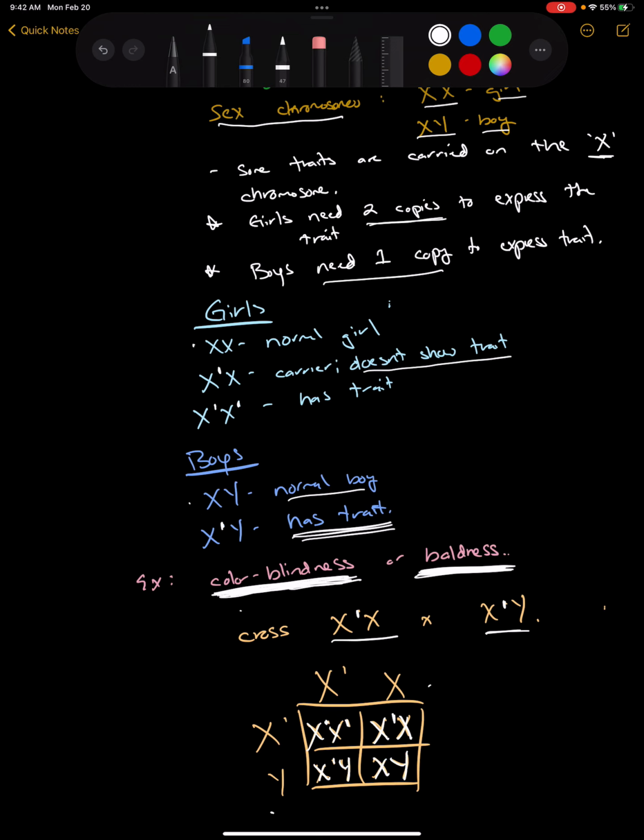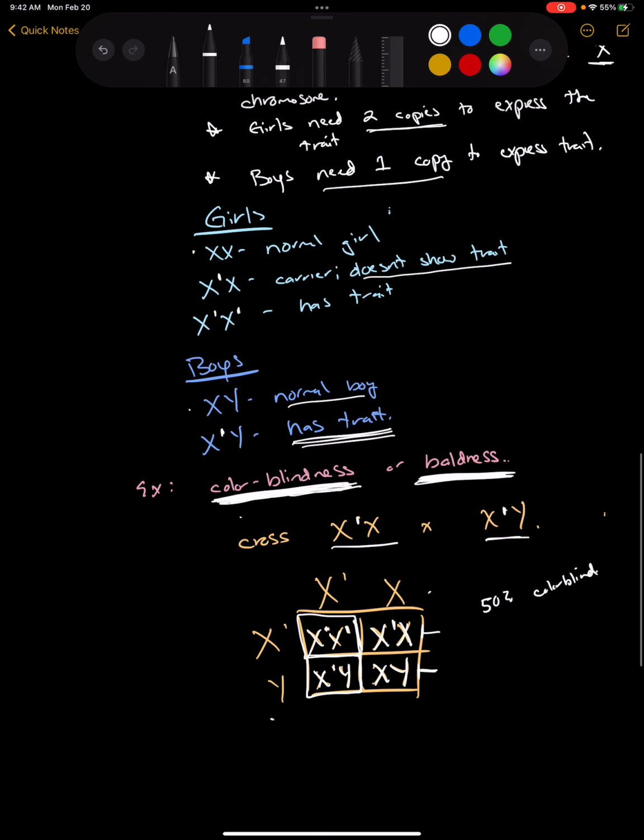So if I look, half of these children will be colorblind, right? Because this box right here, this first one, has 2 X's with 2 primes on them. That means that girl has the trait. And then the box right below, that third box, is an X prime Y, which means that boy will have the trait. This box right here, since it's X prime X, means it's a girl who's a carrier. And then this last box, this XY, means the boy won't have it.